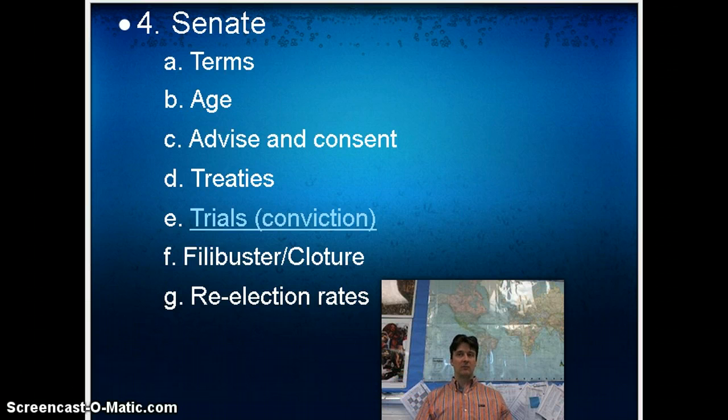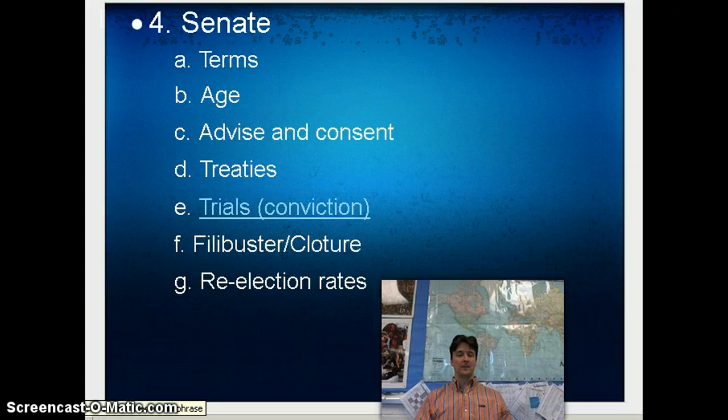It takes a majority vote to approve it. A treaty also must be approved by the Senate. So the House has no power over treaties, over advice and consent. You only need the Senate's approval.